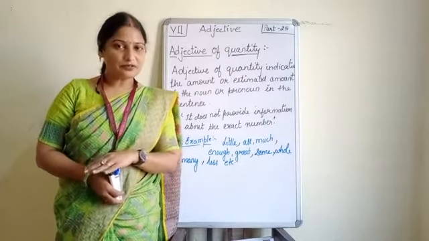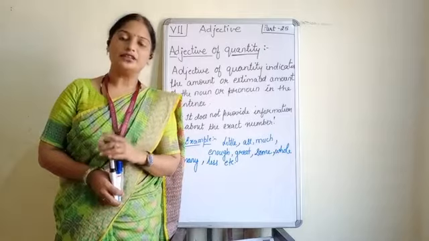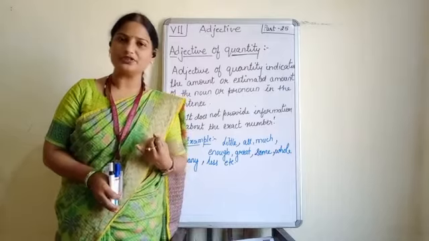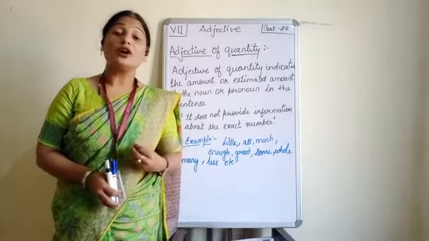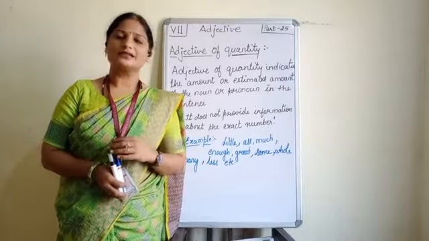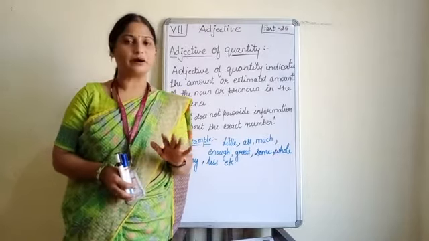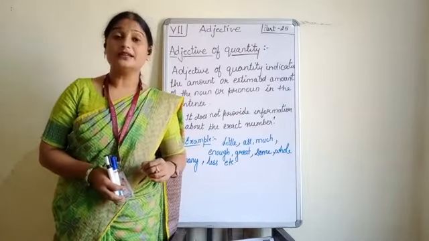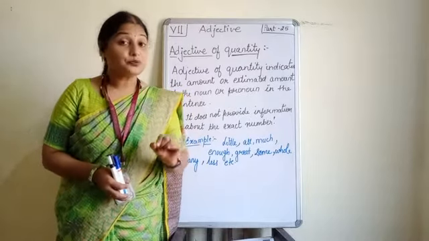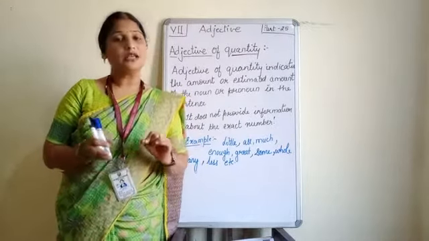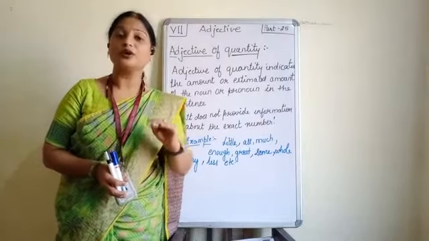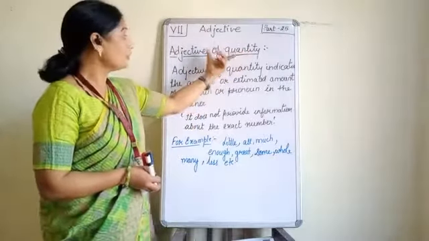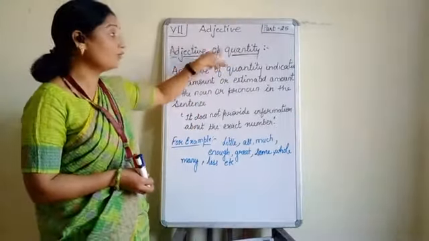Students, in the previous video, we started the new chapter, Adjective. In that, I taught you the definition of an adjective and then we saw some kinds of adjective. In kinds of adjective, we have already read about the adjective of quality. We read that the adjective which expresses the quality of a noun or pronoun is known as adjective of quality. Now today we'll begin with a new kind, that is adjective of quantity.